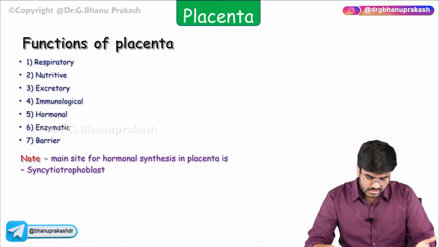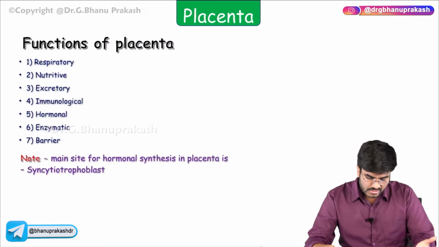Now see the main site for hormonal synthesis in the placenta. The main site for the hormonal synthesis is syncytial trophoblast. Syncytial trophoblast is enzymatically active. It's a bioactive thing which is mainly concerned about the production of hormones. Very important MCQ. After this, let's talk about the hormones which are synthesized from the placenta.